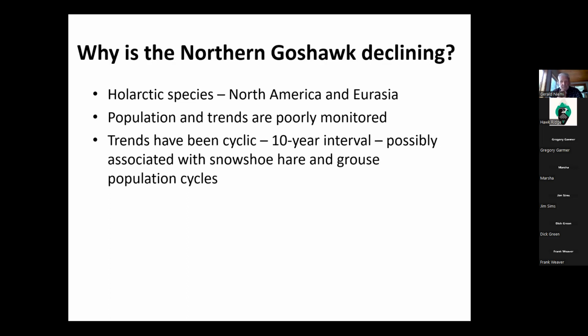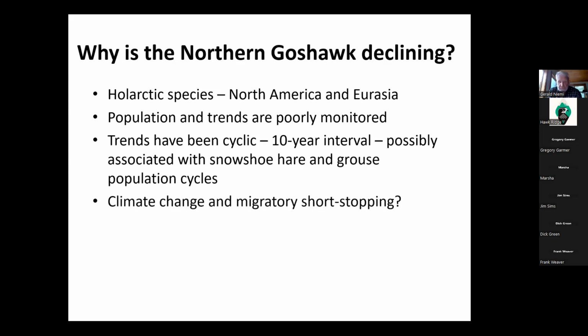And there's a potential link between those 10-year cycles and the snowshoe hare population cycles. Many of you have probably heard about the cycles of Canada lynx, very similar kinds of issues, and some very big changes that occur in the population cycles of some of those prey organisms.